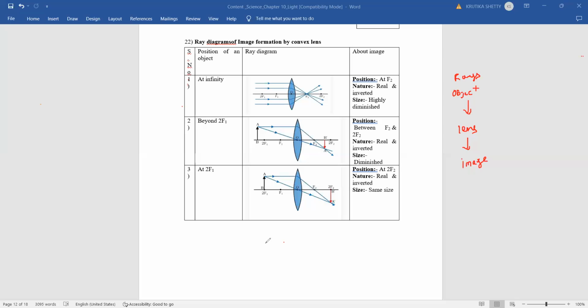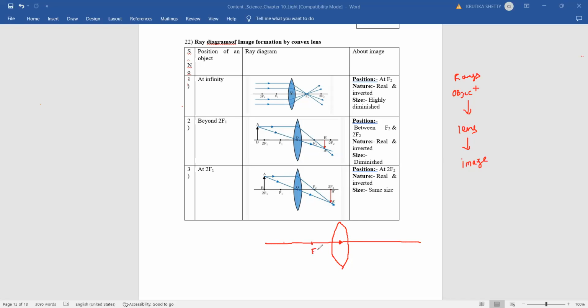One minute, pay attention. This is the principal axis. And this is the lens. This is the optic center. Here this is F.